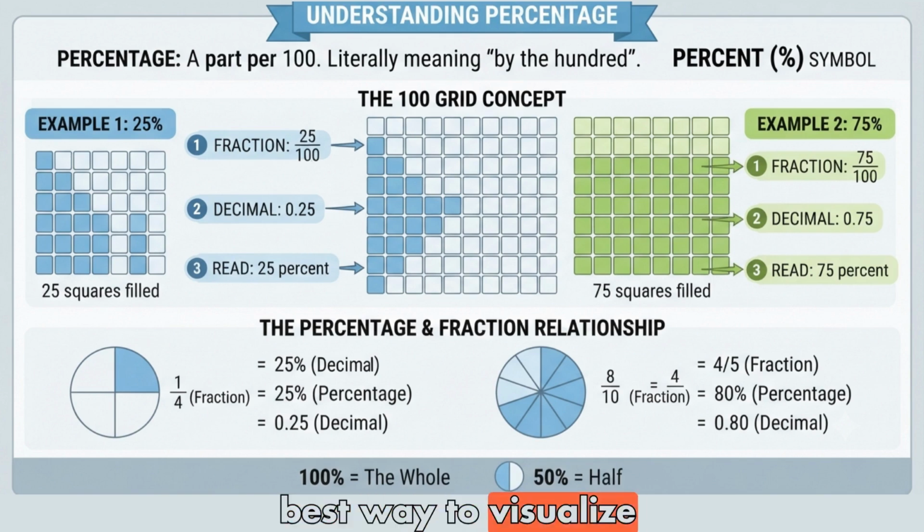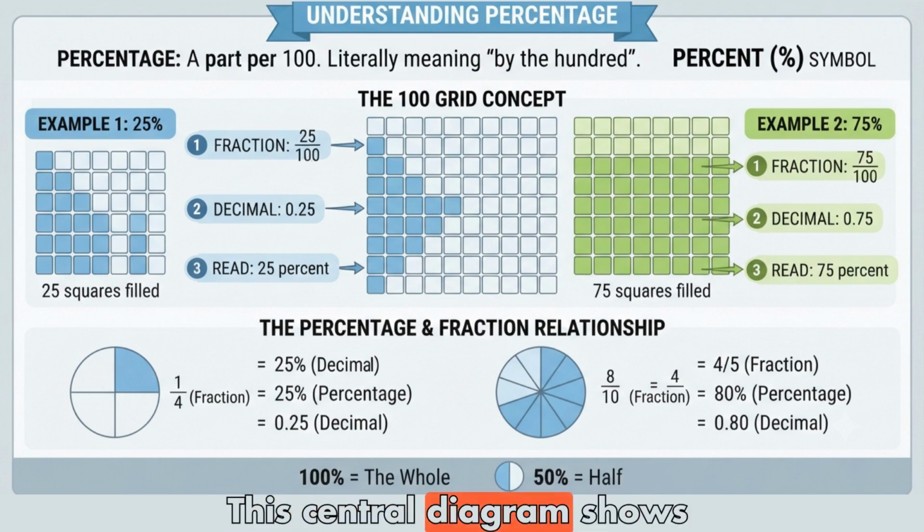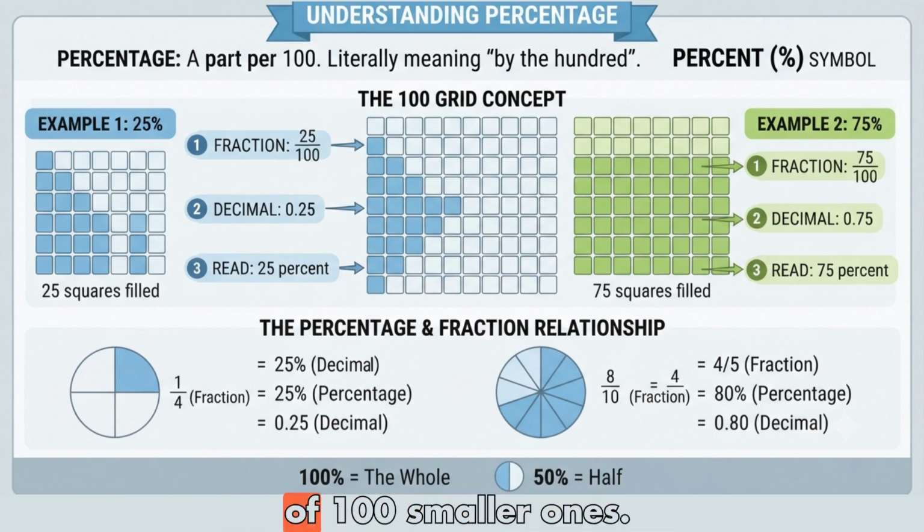The best way to visualize a percentage is to imagine a grid of 100 small squares. If we shade in some of those squares, the shaded area represents the percentage. The 100 grid concept: this central diagram shows a large square composed of 100 smaller ones. It establishes the baseline. The whole grid is 100%.